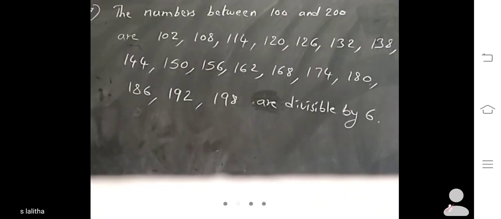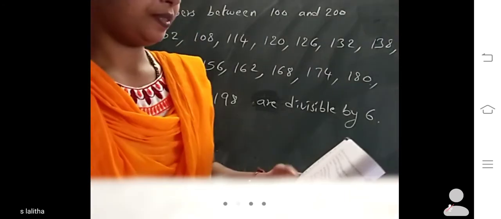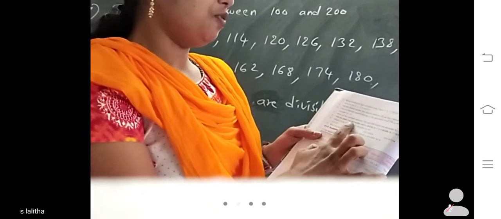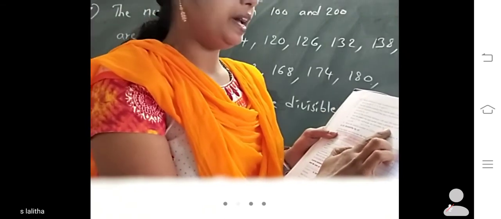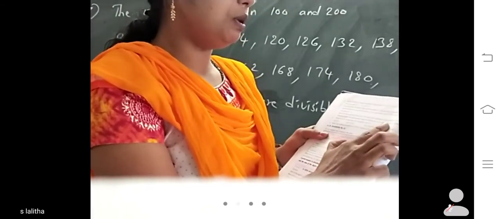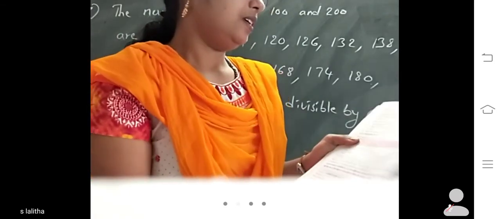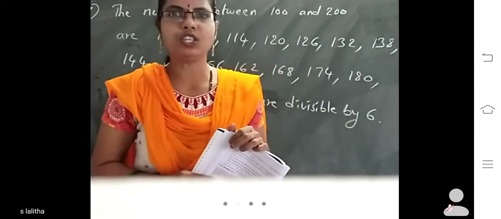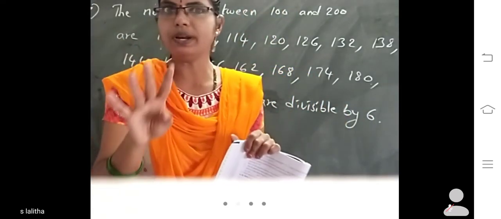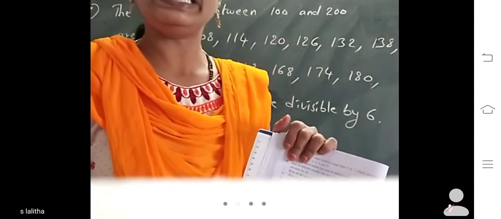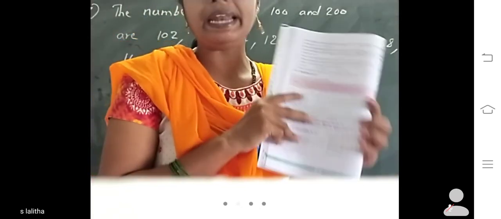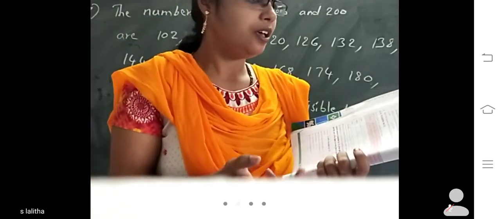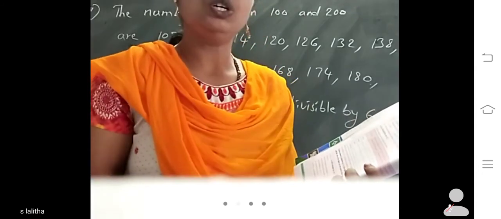See the next one. Write the greatest 4-digit number which is divisible by 9. Is it divisible by 3? What do you notice? You have to write the greatest 4-digit number. Which one is the greatest 4-digit number? You have to write 4 nines. That is 9999. It is divisible by 9. You have to check whether it is divisible by 3 or not.